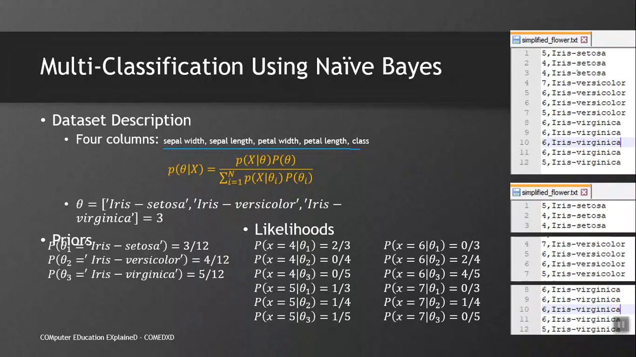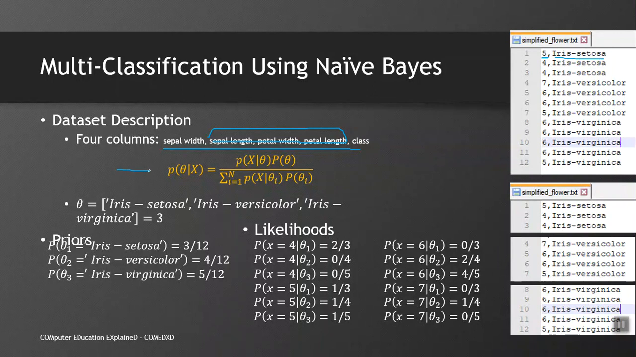I have simplified this and taken only one feature, which is sepal width, and I have excluded these 3 features, in order to make a simplified case for easier and faster learning. So, we have the sepal width and the class. Here you can see that 5 is the sepal width and this is the class of the flower.